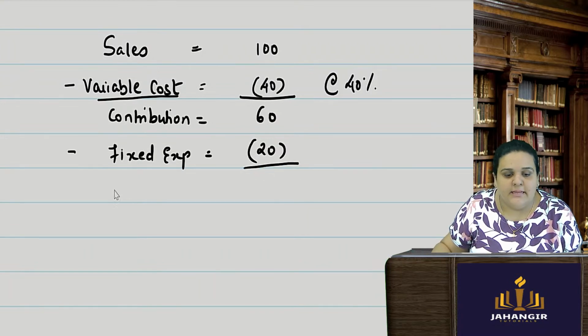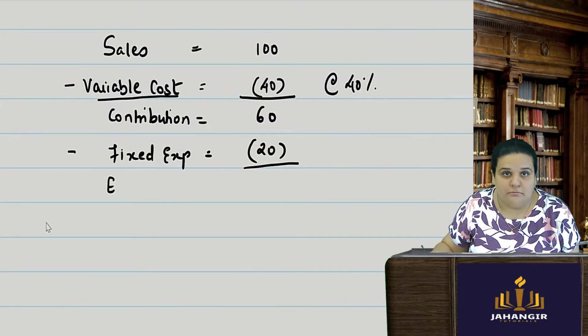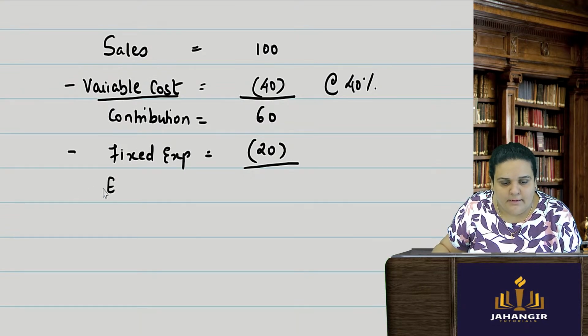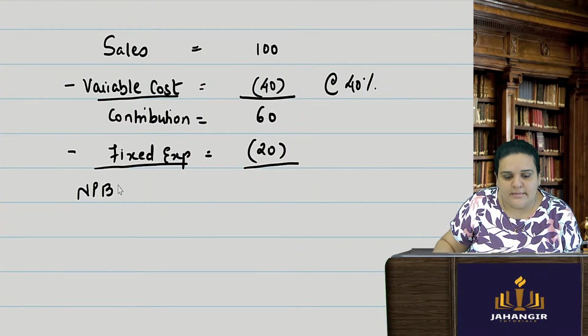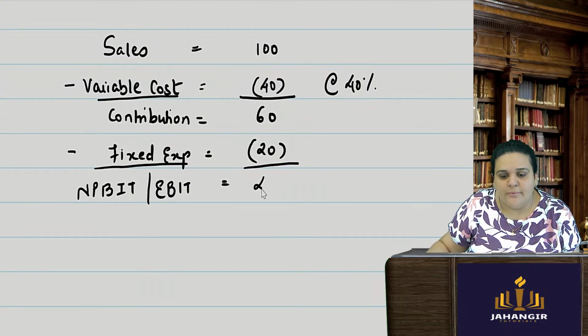So I can say that my EBIT, earnings, or NPBIT, I'll write both the names, net profit before interest and tax, or earnings before interest and tax, is going to be 40.